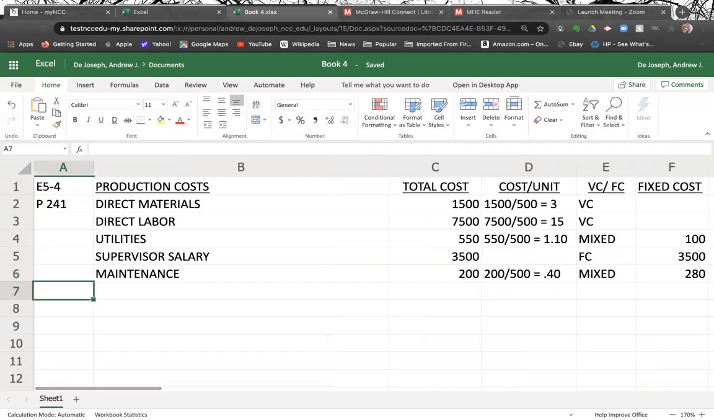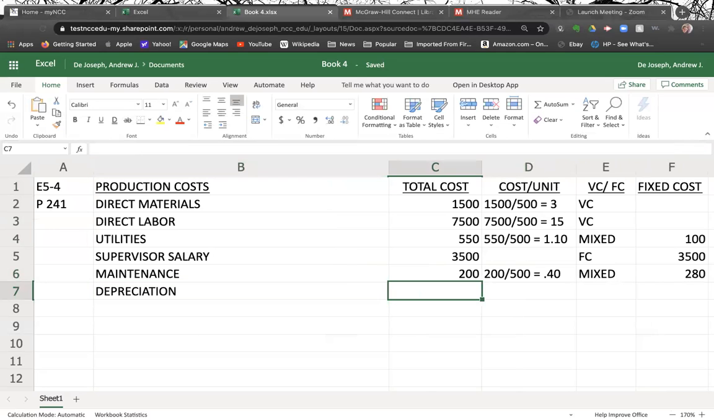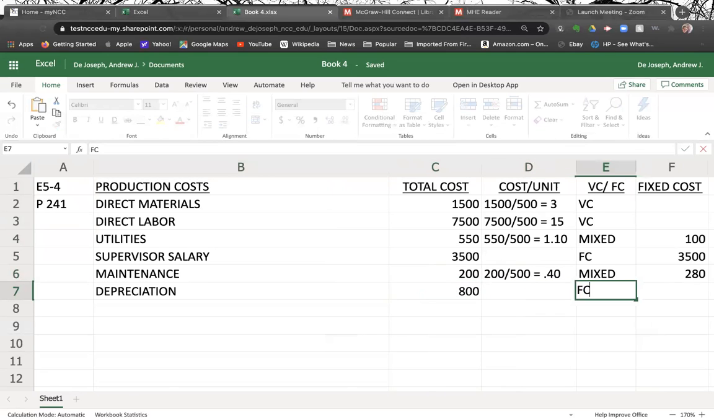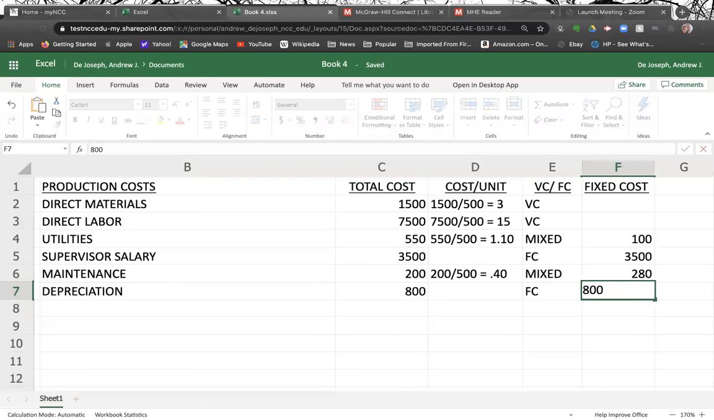And last but not least, depreciation. Depreciation was 800. And depreciation is almost always fixed. I can't imagine that it wouldn't be. Okay.